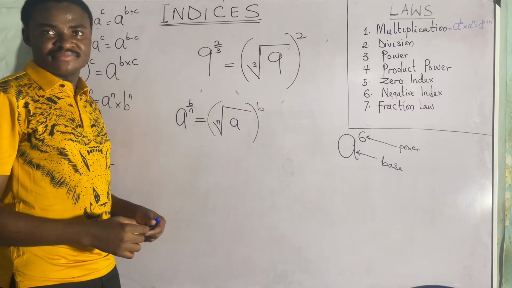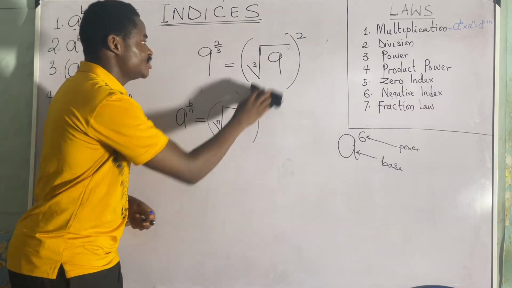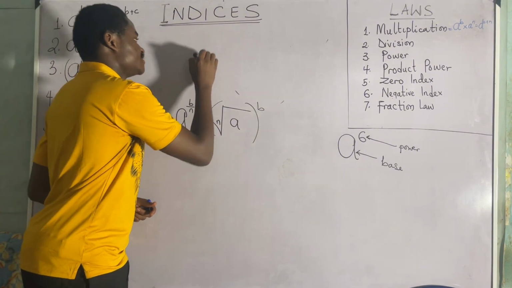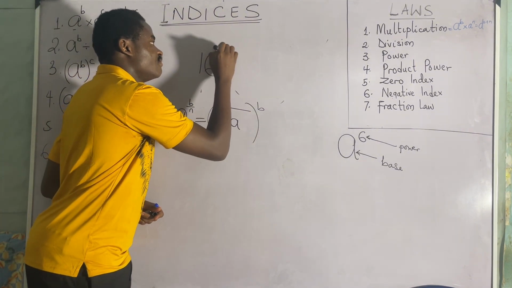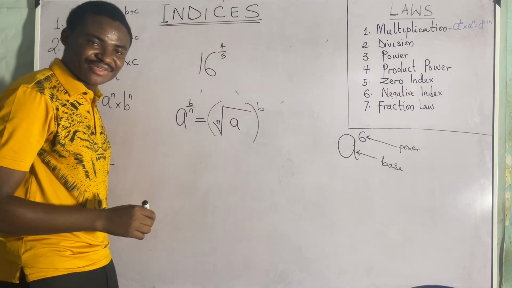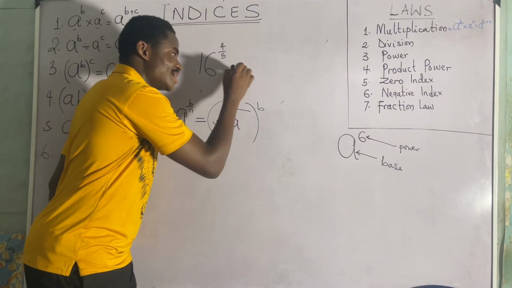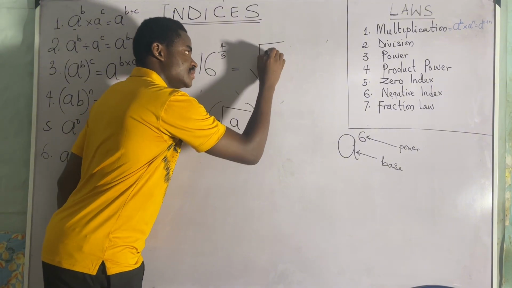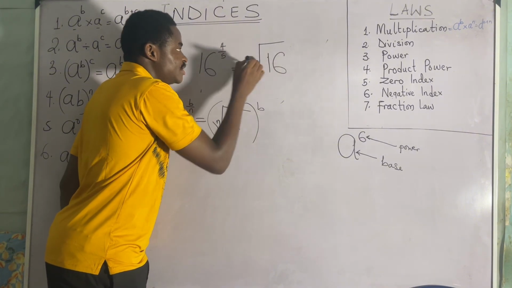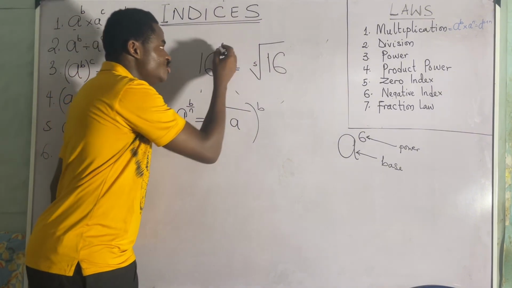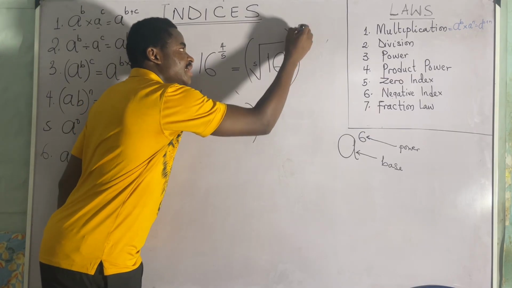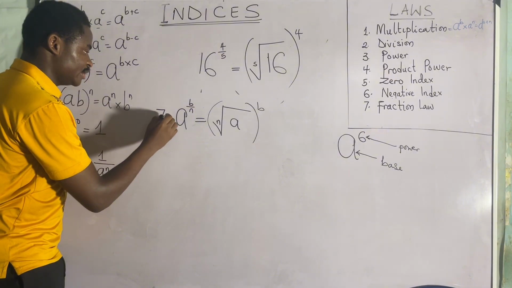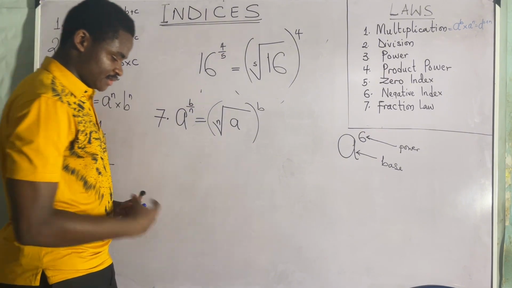That's it. Let me give one more example and then we call it off on this aspect of it. Now, let's say we have 16 to the power 4 over 5. What do you think you'll do? You can pause and try. You are going to say 16. The denominator is 5. That's the fifth root. The numerator is 4. That's raising everything to the power 4. So this becomes the seventh law. Okay? So this is the seventh law.